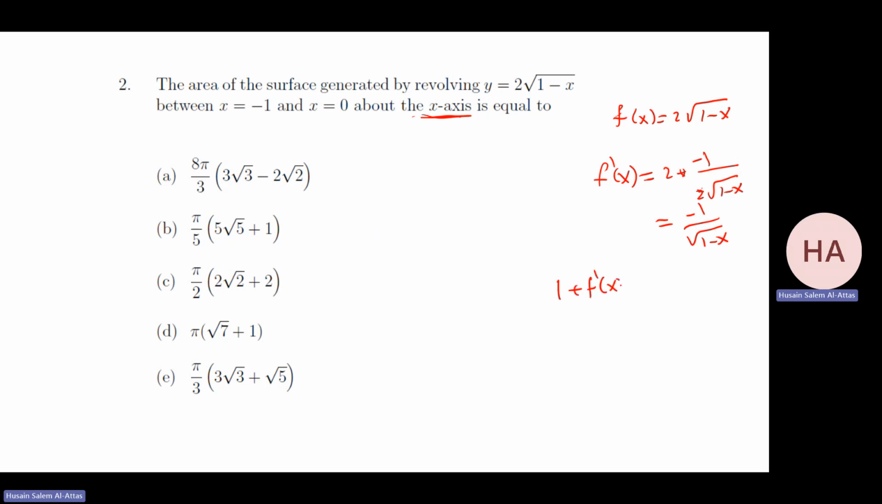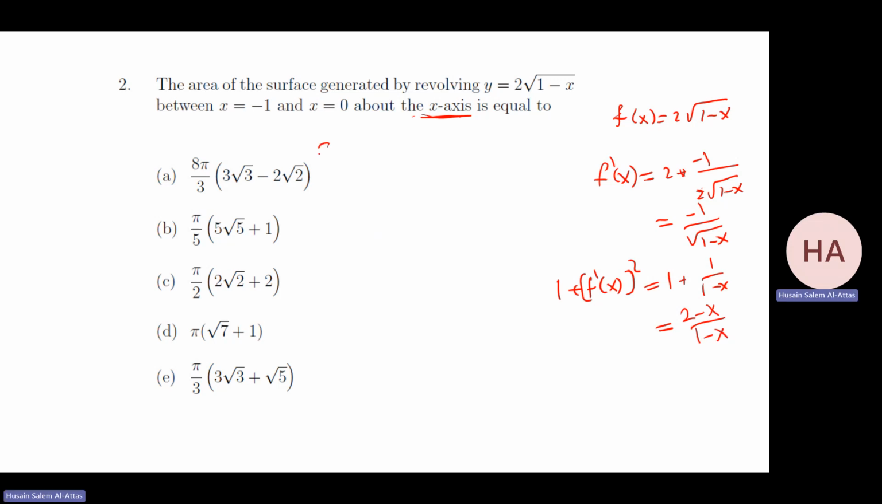1 plus f prime of x all square. That will be 1 plus 1 over 1 minus x. That give me 1 minus x plus 1. That give me minus x over 1 minus x. No, 2 minus x. That give me 2 minus x over 1 minus x.